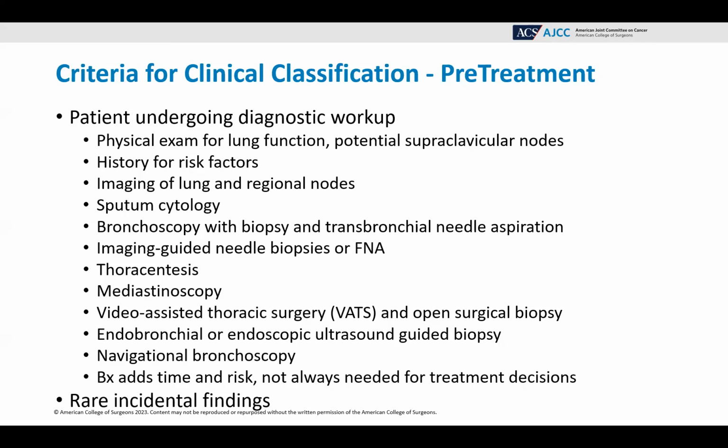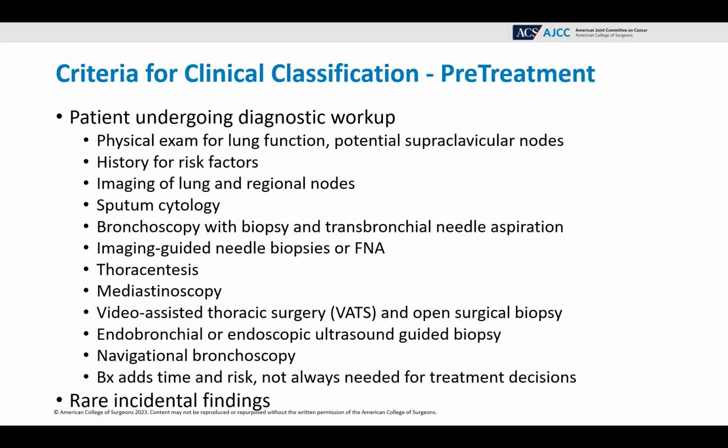The criteria for clinical classification, also called pre-treatment staging: the patient is undergoing a diagnostic workup, which can include physical exam for lung function and potential supraclavicular nodes, history for risk factors, imaging of the lung and the regional nodes, sputum cytology, bronchoscopy with biopsy and transbronchial needle aspiration, imaging-guided needle biopsies or FNA, thoracentesis, mediastinoscopy, video-assisted thoracic surgery, VATS, and open surgical biopsy, endobronchial or endoscopic ultrasound-guided biopsy, navigational bronchoscopy.